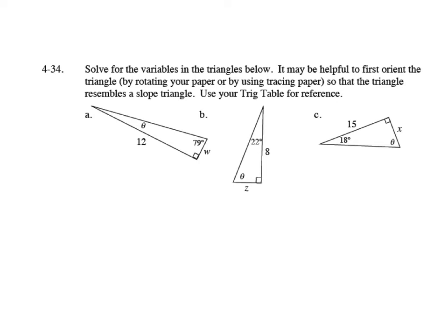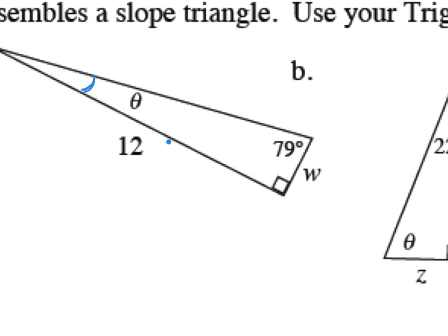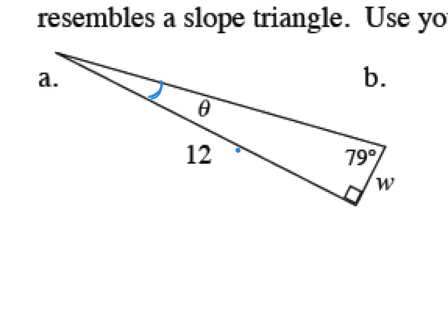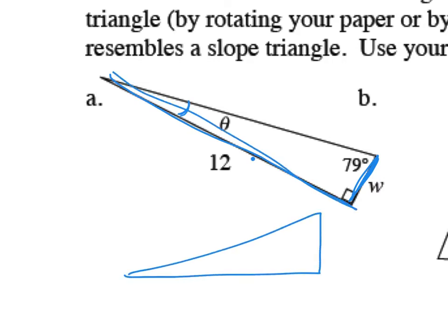What they mean by orienting your triangle: if this is the angle that we are looking at, we want to determine the change in y over the change in x. Remember that this would be the vertical distance, or the distance across from that side, and this would be the horizontal distance right here. So that triangle could be oriented more as this. Here's theta, here's 12, here's w, here's 79 degrees.